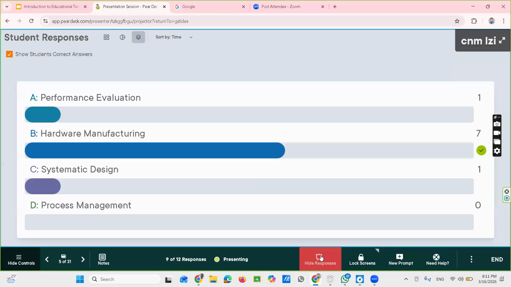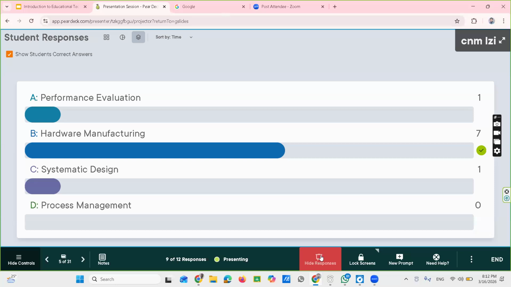Right. Here, seven of you are giving the correct answer, hardware manufacturing. We are not discussing hardware. As teachers, as people in the educational field, we are not bothered about how the things we are using are manufactured. That's the hardware. We are not going to find out how the smart board is designed or manufactured. Only we are going to focus on performance evaluation, systematic design, and process management.